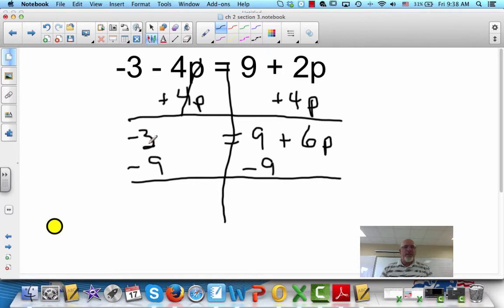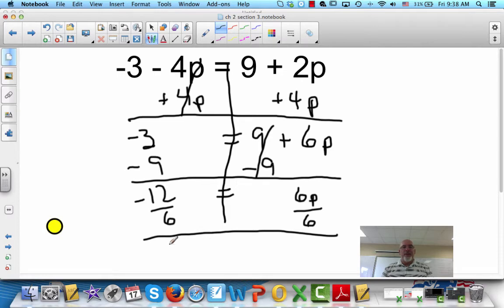Same signs, add and keep, so that gives me negative 12 is equal to, these cancel each other out, and you're left with 6p. The opposite of multiplying by 6 is dividing by 6 on both sides, and we're left with negative 2 equals p. Is that what you got? I hope so.